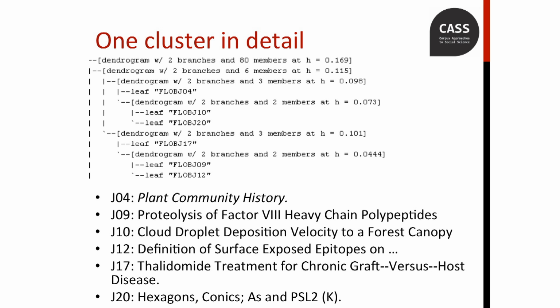17, thalidomide treatment for chronic graft versus host disease. That explains thalidomide, which kept popping up in weird places in the topic model. And that's then associated with 9 and 12, you can see there, which is proteolysis of factor chain heavy polypeptides and definition of surface exposed epitopes. This is kind of like molecular chemistry of various sorts, molecular biochemistry.